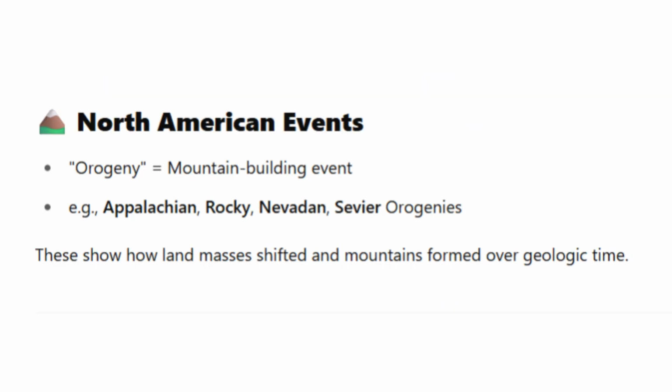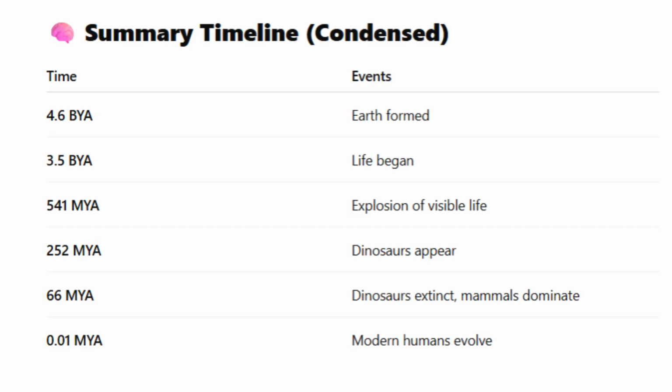North American events. Orogeny equals mountain building event, e.g. Appalachian, Rocky, Nevadan, severe orogenies. These show how land masses shifted and mountains formed over geologic time. Summary timeline, condensed. 4.6 BY: Earth formed. 3.5 BY: life began. 541 MA: explosion of visible life. 252 MA: dinosaurs appear. 66 MA: dinosaurs extinct, mammals dominate. 0.01 MA: modern humans evolve.